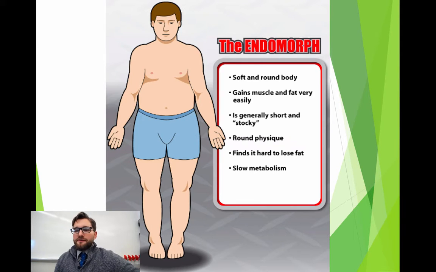The endomorph is usually an individual that has soft or a round body. They gain muscle and fat very easily. Typically we call these individuals short and stocky. They typically have a hard time losing fat as well, and we would categorize them as having a slow metabolism.